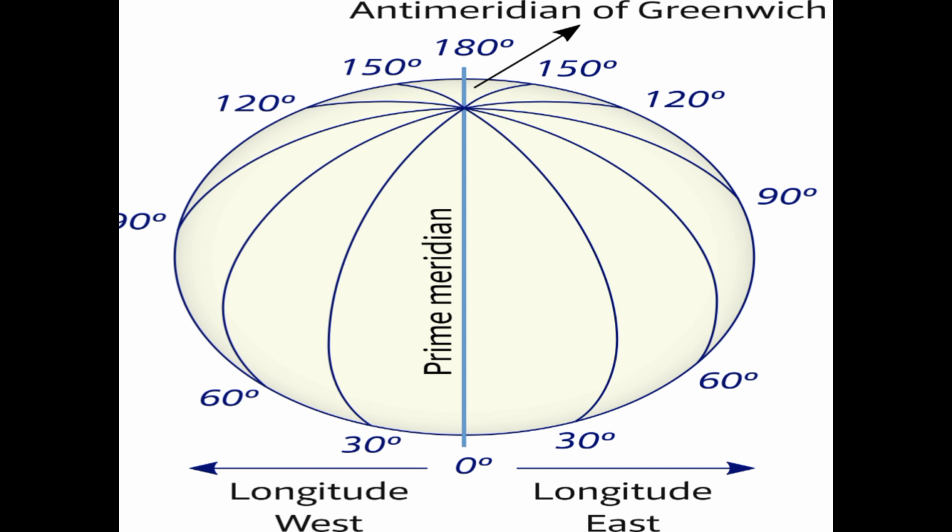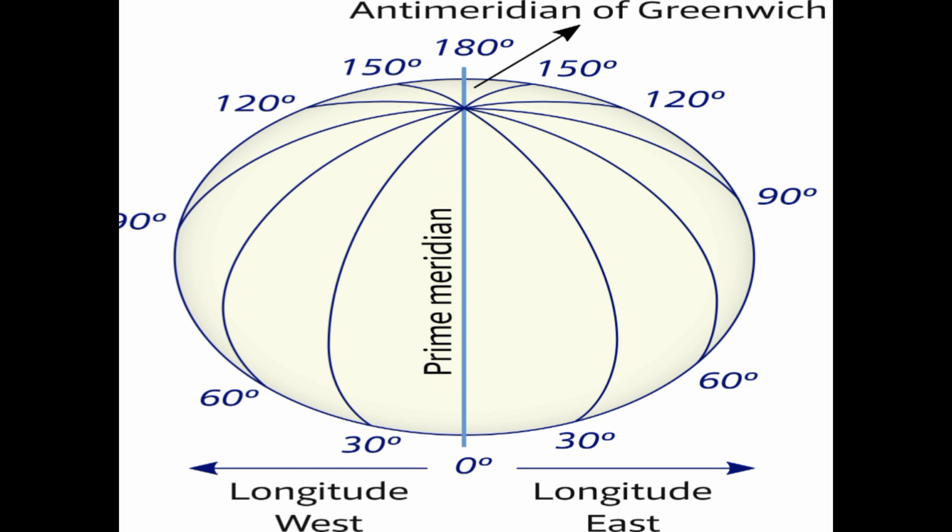Latitudes decrease in size from the equator to the North Pole or from the equator to the South Pole. All latitudes are circles. But longitudes are all semicircles, all connected from the North Pole to the South Pole. They are called the longitudes.